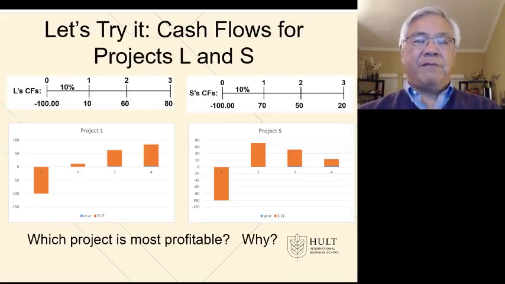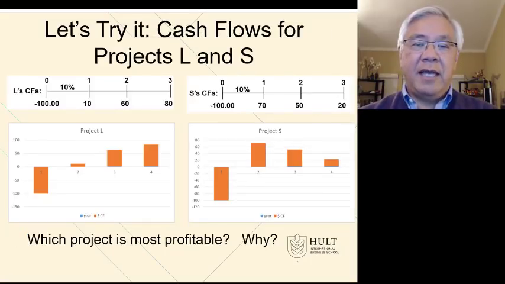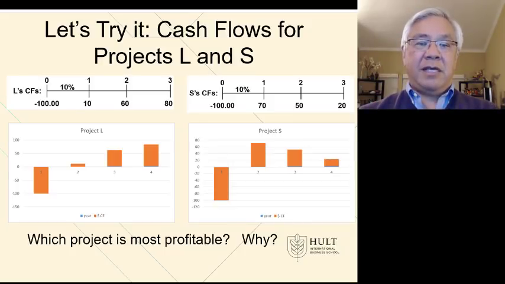So let's try it out. First we have 2 projects, L and S. L is kind of a long-term, waiting for your money, and S is a short-term, you're getting your money faster. If we look at the cash flows, they both start with a negative 100 at time 0, as in today. L has 10, then 60, then 80, so you have to wait longer for your money. And S is 70, 50, and 20, so you get your money sooner.